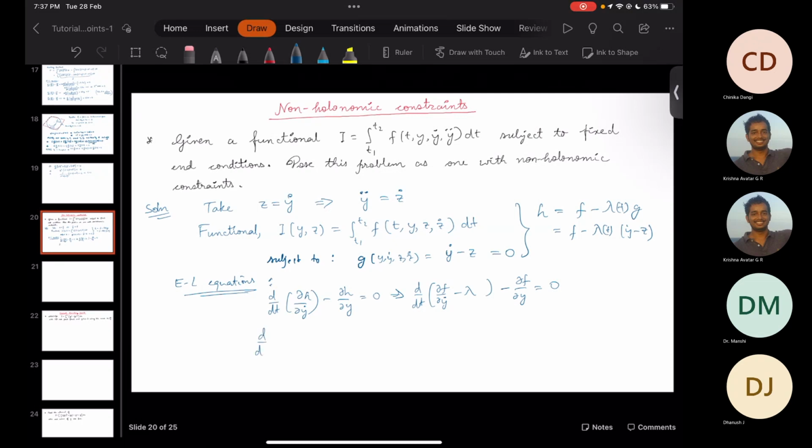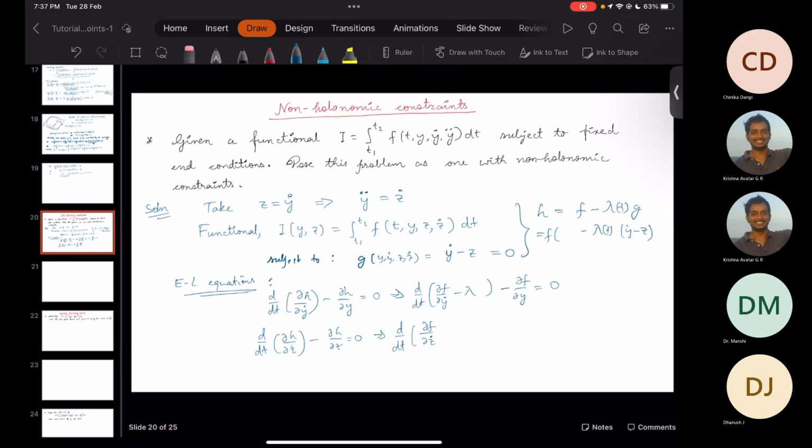And the second Euler-Lagrange is d/dt of ∂h/∂z dot minus ∂h/∂z is equal to 0. This gives us d/dt of ∂h/∂z dot is nothing but ∂f/∂z dot. And one more thing that I must tell you is, in the functional here, f is no longer a function of y dot, right? I need to clarify this.